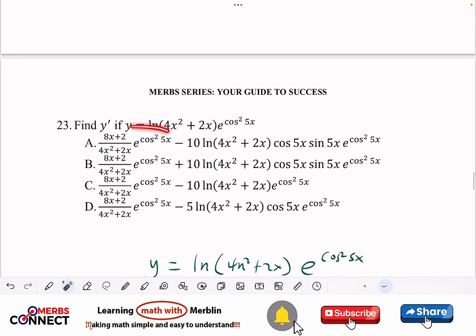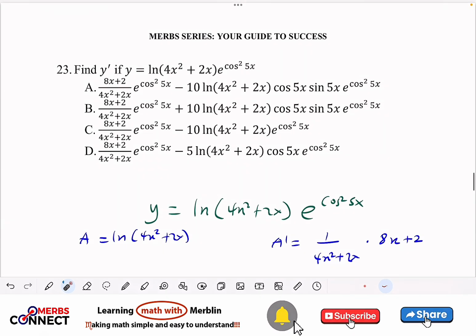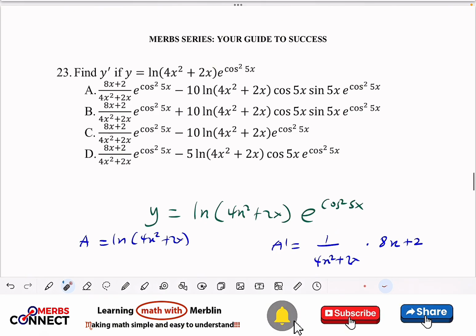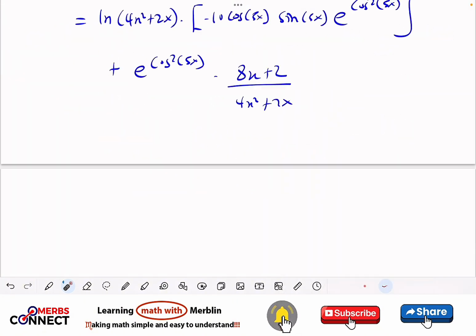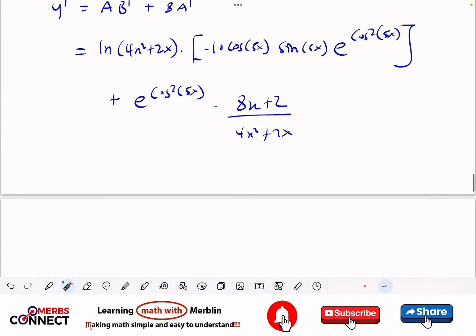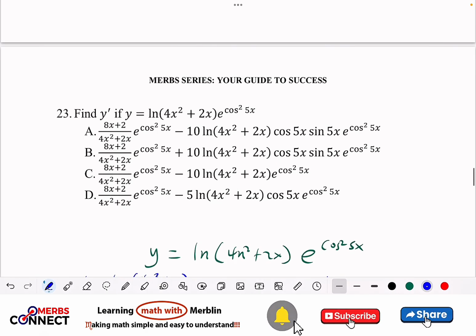Okay, so this term came first. So let's see how we can simplify it. Let me just try and see how we can write this one again to suit the solution. So this is y prime, which is equal to 8x plus 2 divided by 4x squared plus 2x e to the power cos squared 5x. So let's look at the options. We have this one here, we have it also here. Okay, so the first part is the same thing throughout.